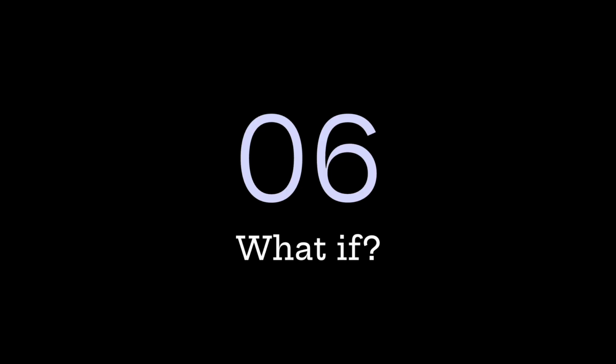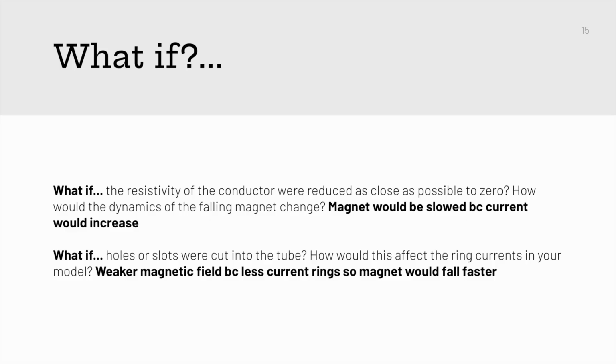So here are some what-if questions with the answers. What if the resistivity of the conductor was reduced as close as possible to zero? How would the dynamics of the falling magnet change? Because of Ohm's law, V equals IR, if the resistivity of the conductor were reduced, that means that the current would increase. So that means that the magnet would be slowed because due to Biot-Savart and Faraday's law, it acts proportionally to that.